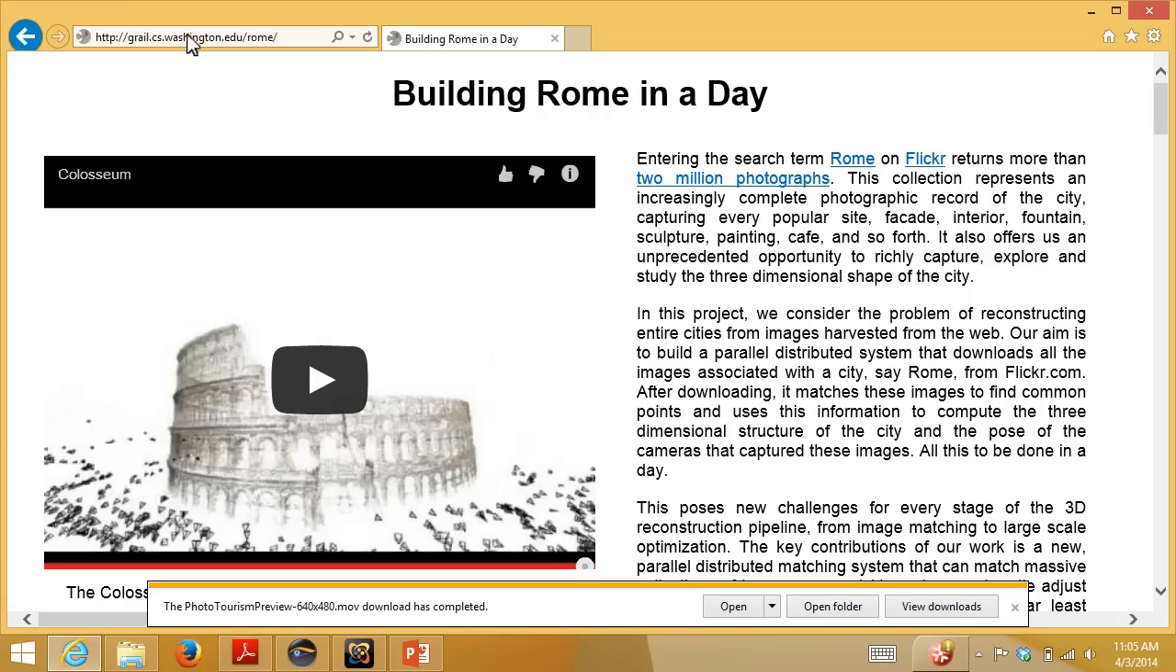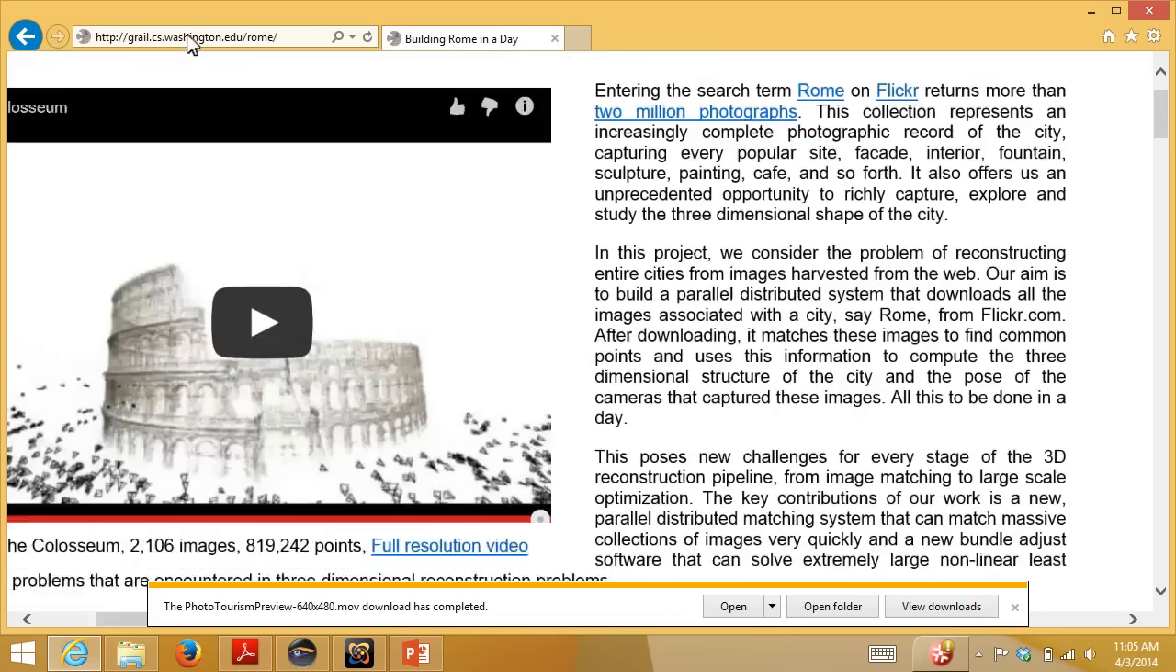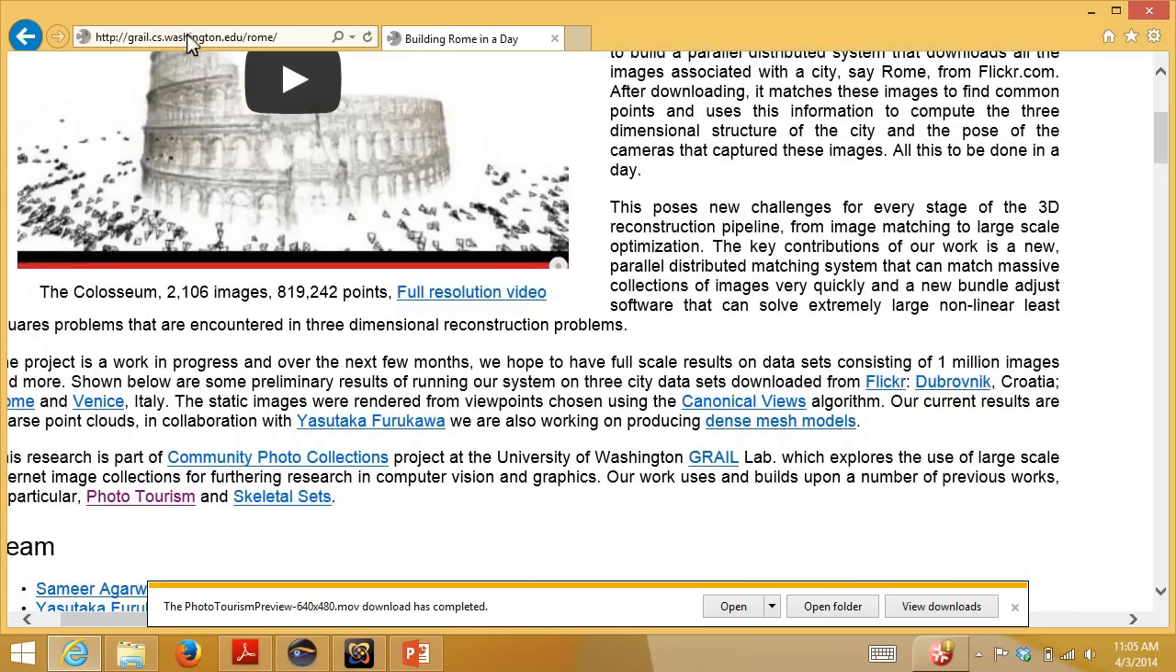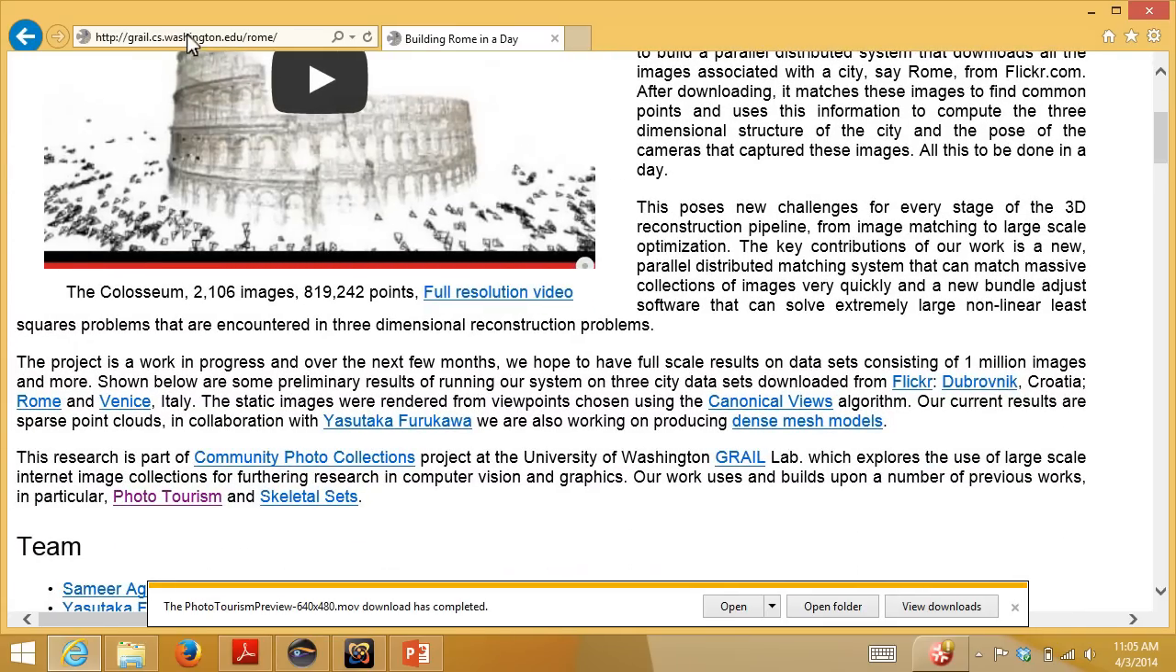And so the joke here was building Rome in a day. The idea is that, if you wanted to reconstruct, I'm not sure if they did the entire city of Rome, but the idea was, could you do it computationally within 24 hours on some mega cluster of computers, right? And so that's what this one was. And this is kind of similar to Phototourism that we talked about before.